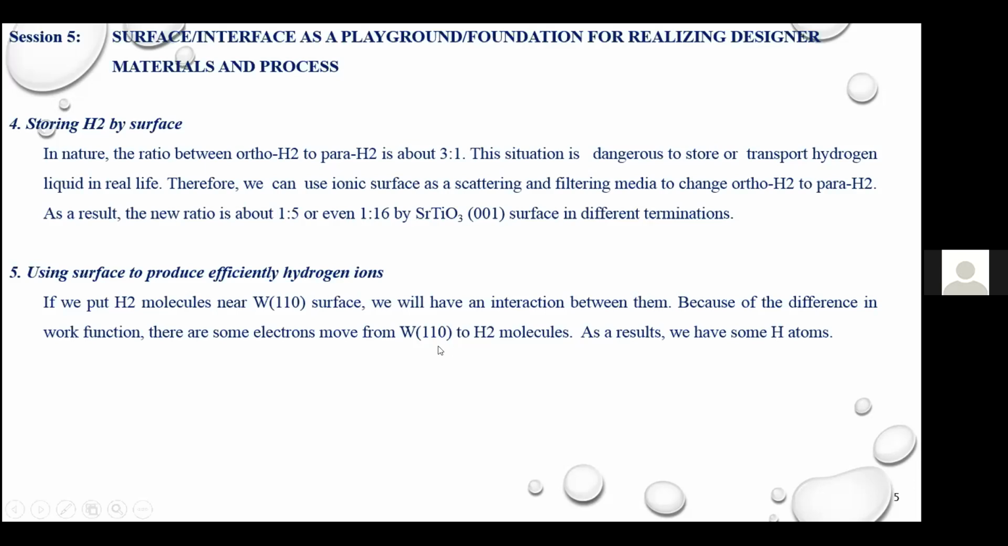And the last application is that we can use the surface to produce hydrogen ions efficiently. If we put hydrogen molecules near the sodium chain 110 surface, we will have an interaction between them. Because of the difference in the work function, some electrons move from the surface to the hydrogen molecules. At present, we have some hydrogen atoms.